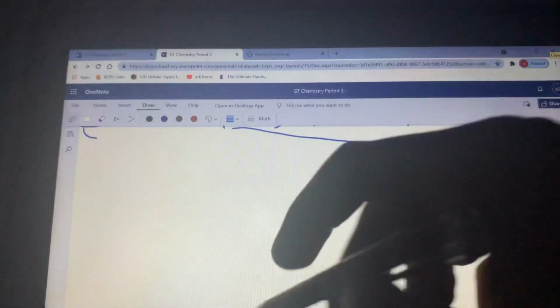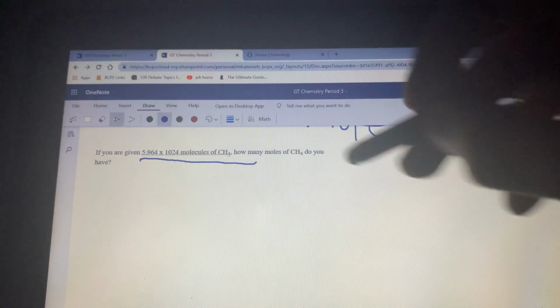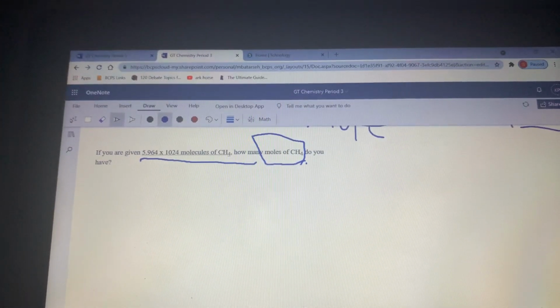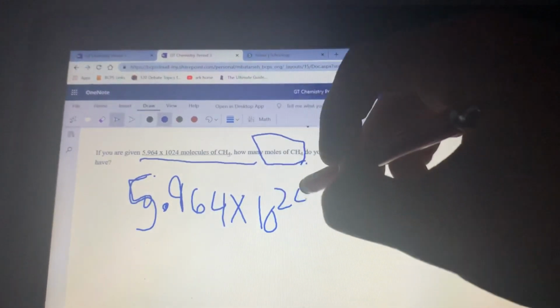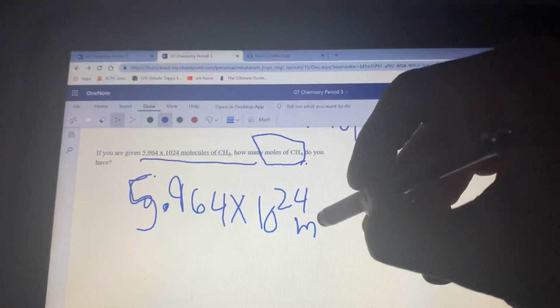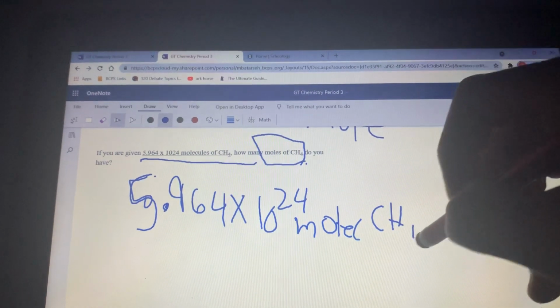Now let's move on to a different problem. You are given, we already underlined that, 5.964 times 10 to the 24th molecules of CH4. How many moles of CH4 do you have? So first off, we write our given: 5.964 times 10 to the 24th, and we just write molecules, or mole for short, of CH4.